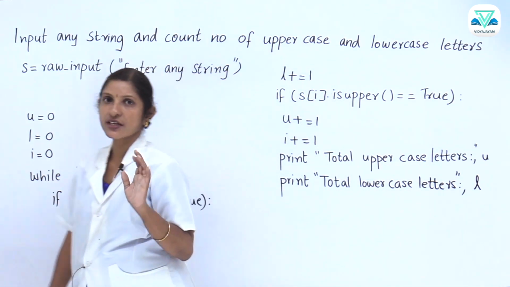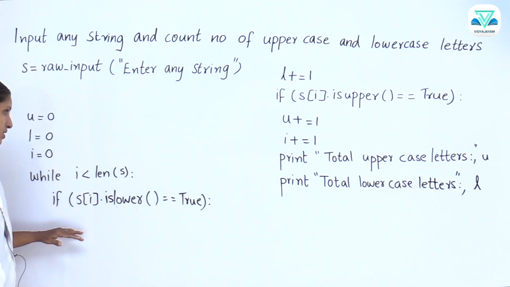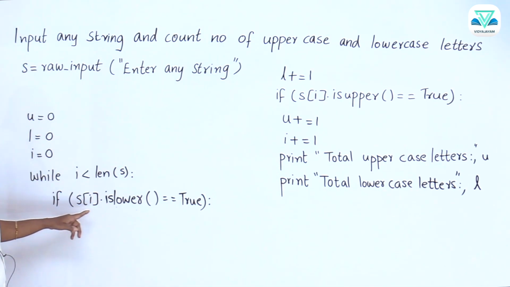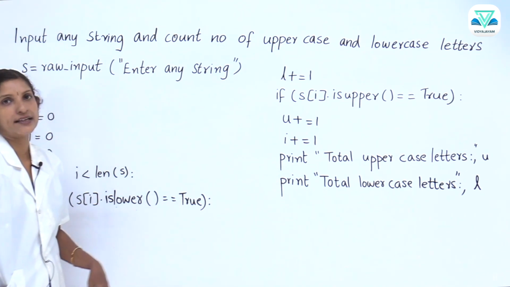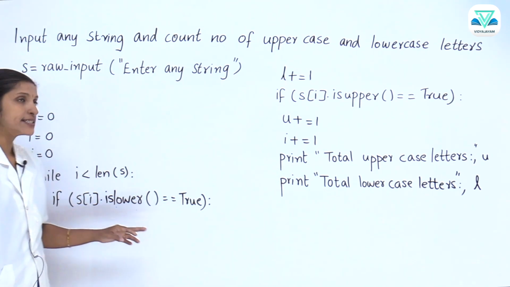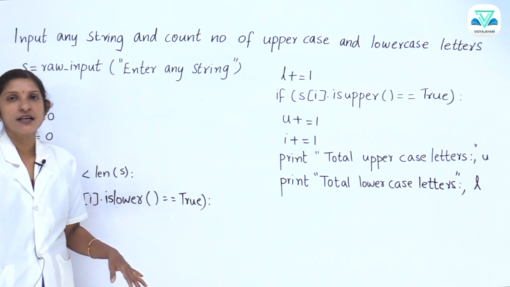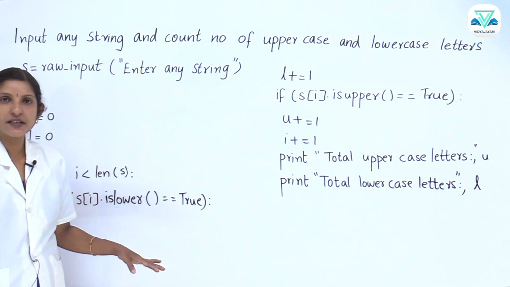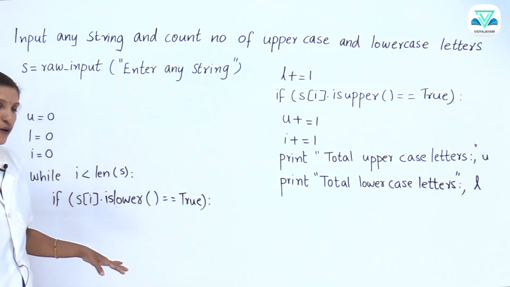So we have to use an if condition, and in the if condition we will give: if s of I dot islower equal to true. That means islower is a function which evaluates whether this particular condition is true or false.